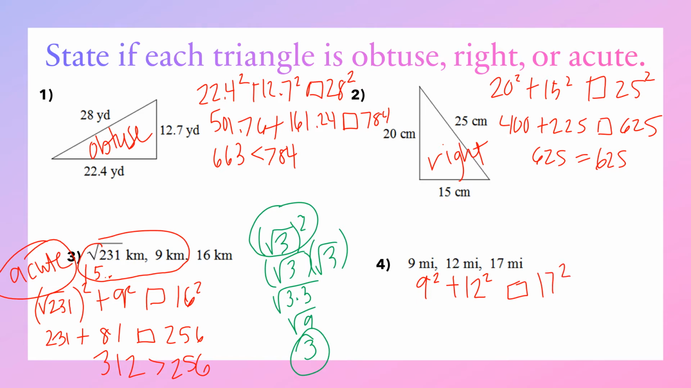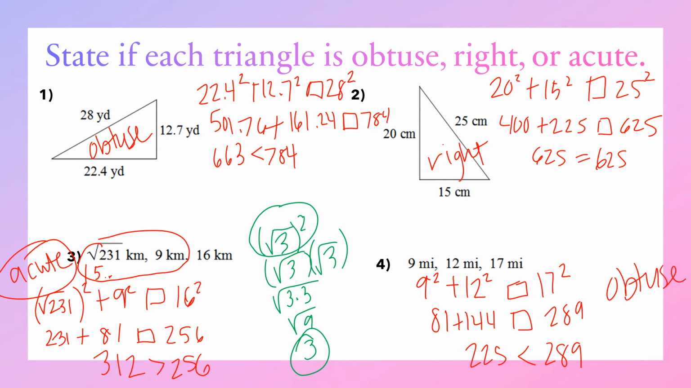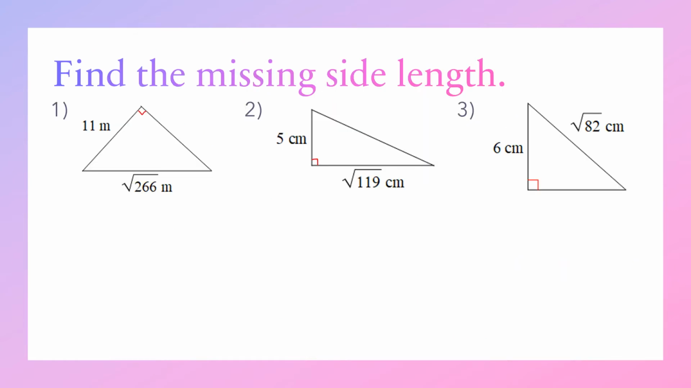So then for number 4, we have 9 squared plus 12 squared is less than, equal to, or greater than 17 squared. 9 squared is 81, 12 squared is 144, and then 17 squared is 289. If I add up 81 and 144, I get 225, and 225 is less than 289, which means that this is an obtuse triangle. Again, if I'm going too fast or if you have any questions, pause it and then go back or email me. Okay, so find the missing side lengths.